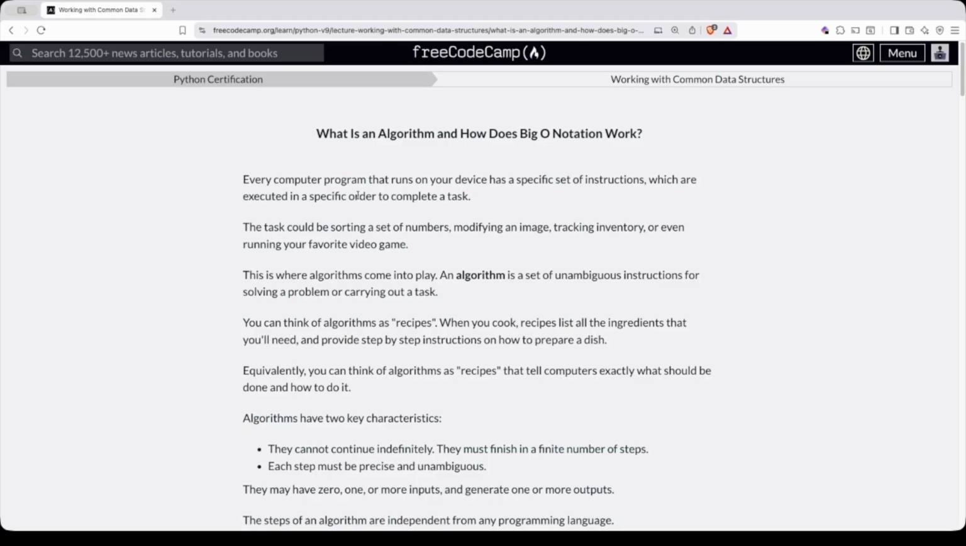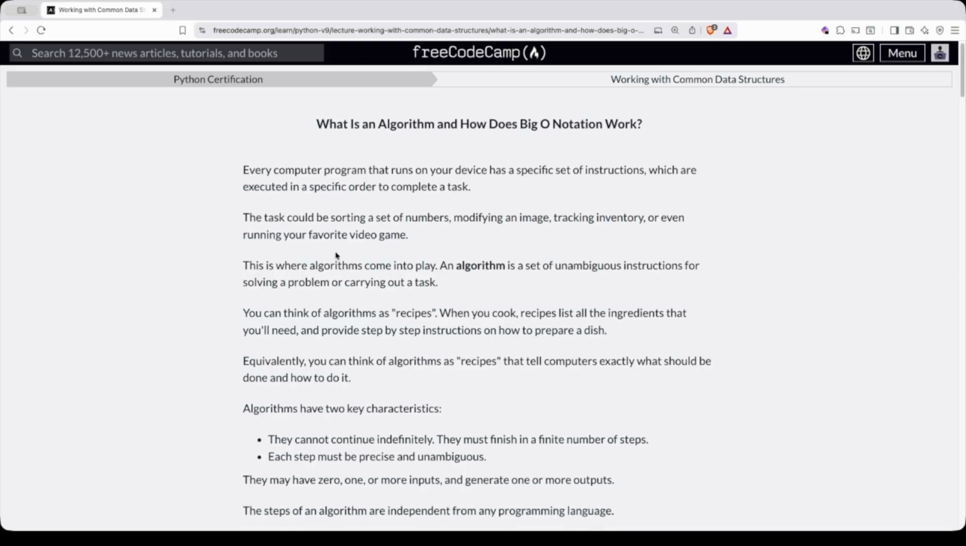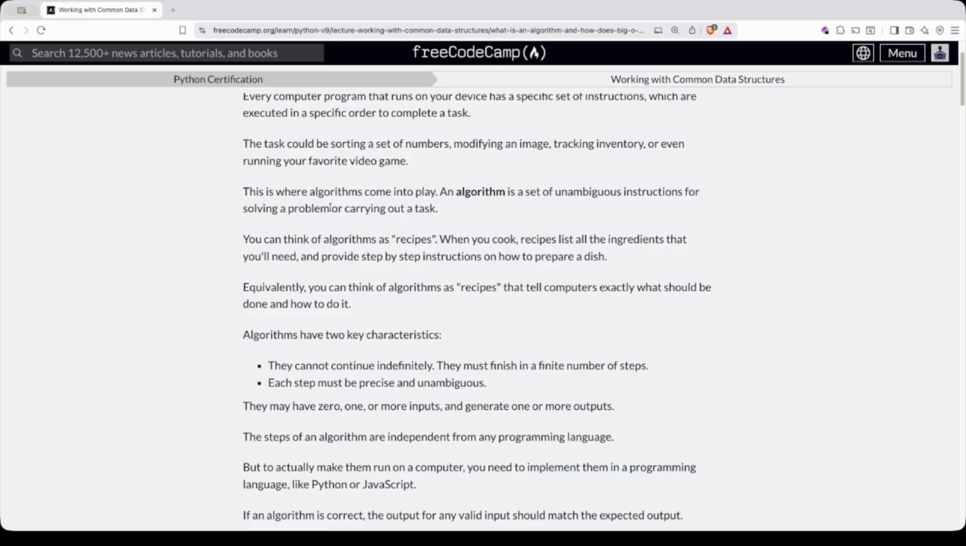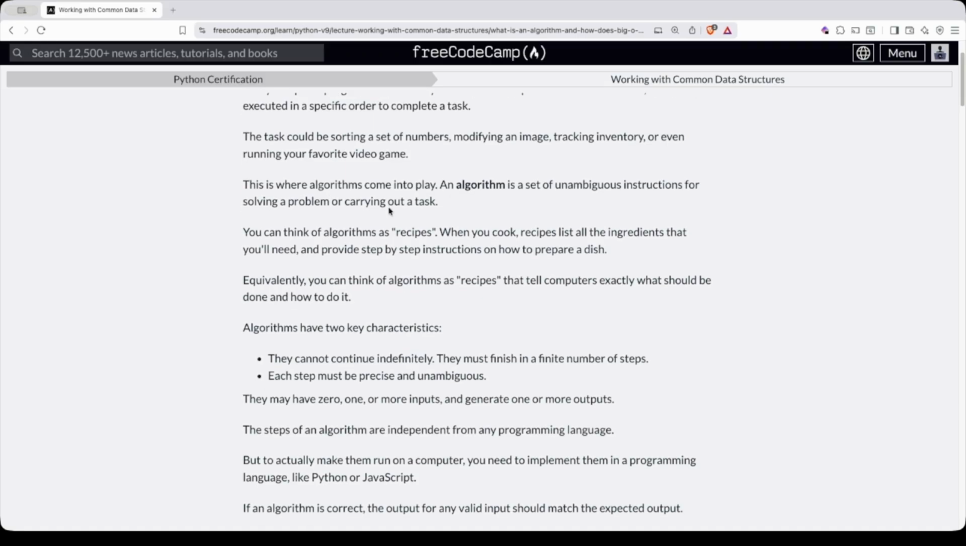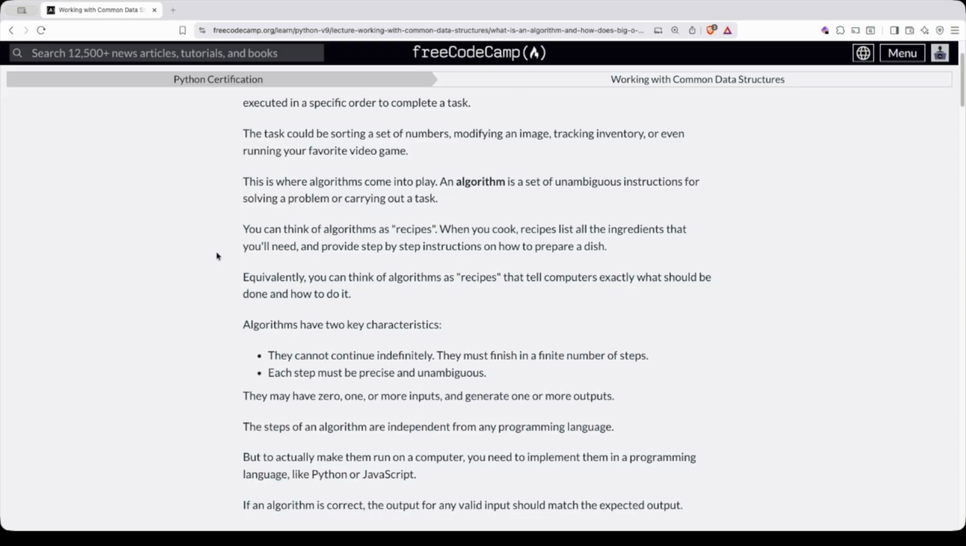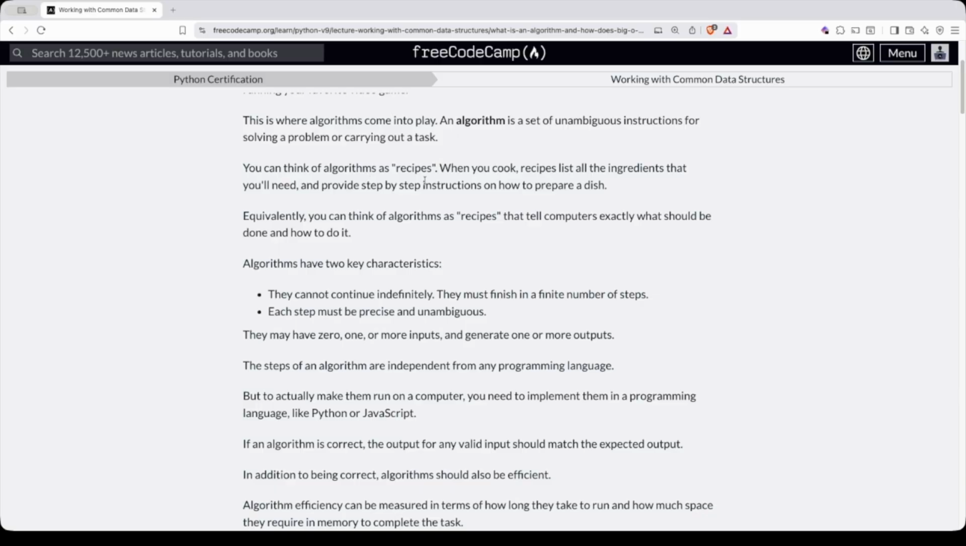So every computer program that runs on your device has a specific set of instructions which are executed in a specific order to complete a task. The task could be sorting a set of numbers, modifying an image, tracking inventory, or even running your favorite video game. This is where algorithms come into play. An algorithm is a set of unambiguous instructions for solving a problem or carrying out a task. You can think of an algorithm as a recipe.